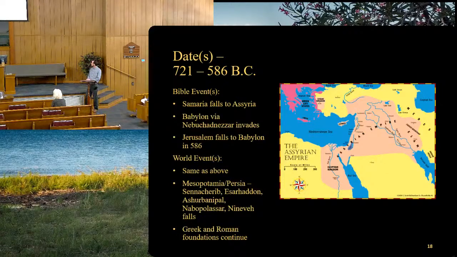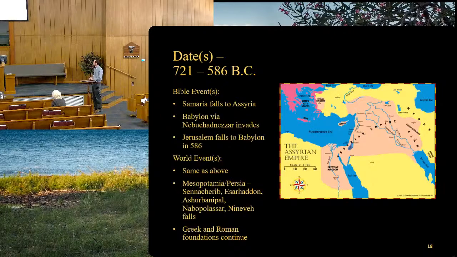Bible events we have here, of course, at the beginning of this time frame, Samaria falling to Assyria, Babylon via Nebuchadnezzar, so he's invading and taking over lots of areas, but here in Israel as well. And then Jerusalem is falling. And really, the timeline here for world events, I don't think I said this earlier, but I meant to. When I say world events, obviously we're not talking about the other side of the world, but in this region. But at this time, with these activities, you're pretty much seeing a mirror of that right there.